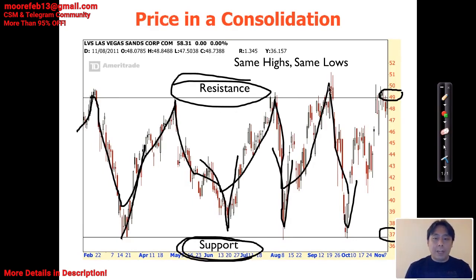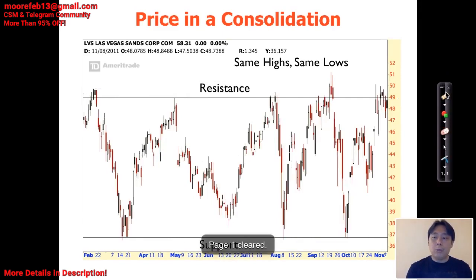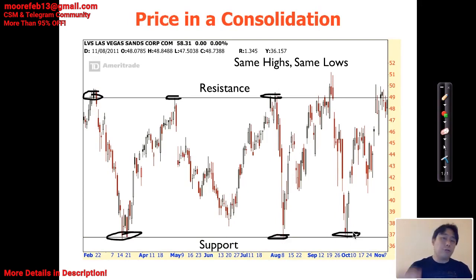And very often in the consolidation, it is stuck between these two levels, where it makes same highs and same lows. Okay? Same highs and same lows. And usually we require it to be tested at least 3 times to be a significant resistance or support level. So that's 1, that's 2, and that's 3. So at least 3 tests for it to be significant.